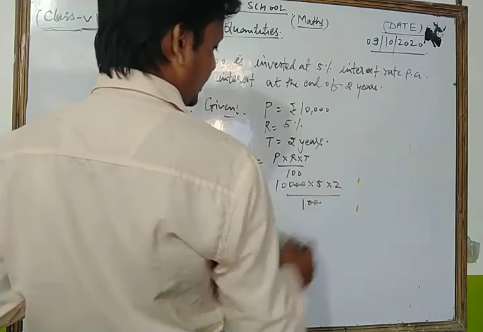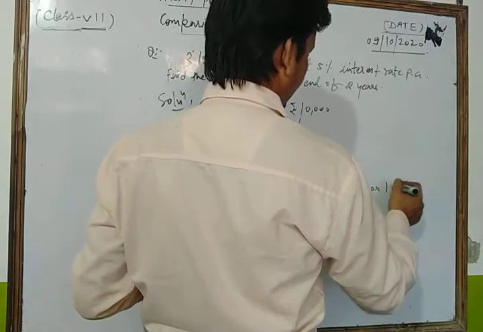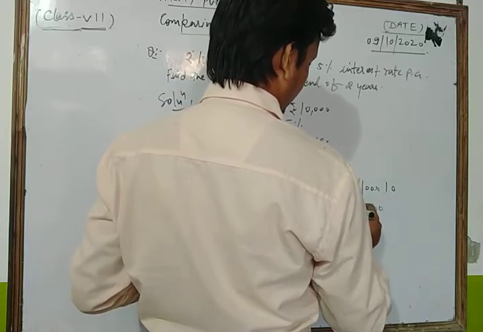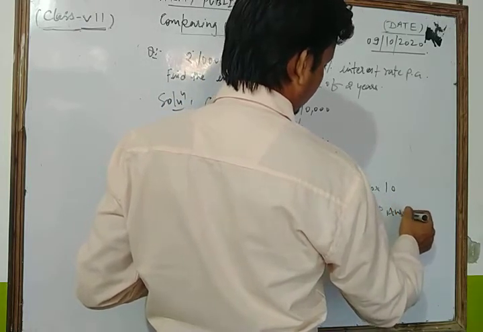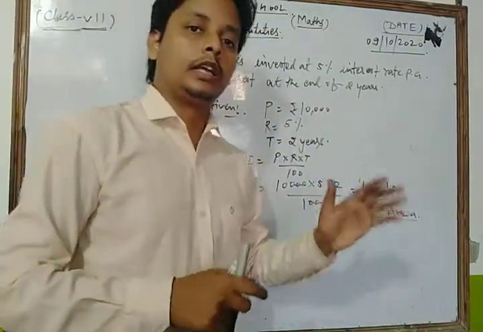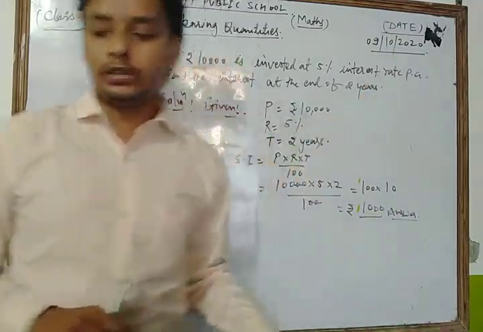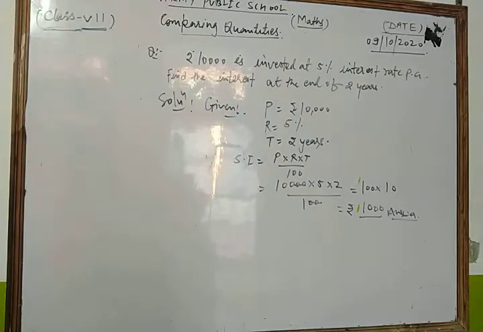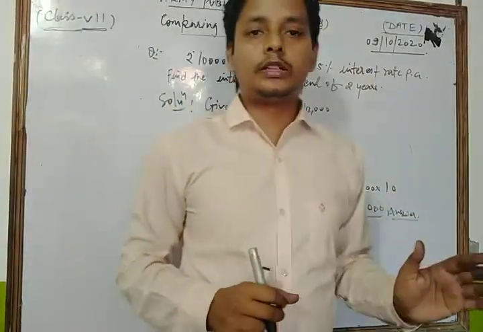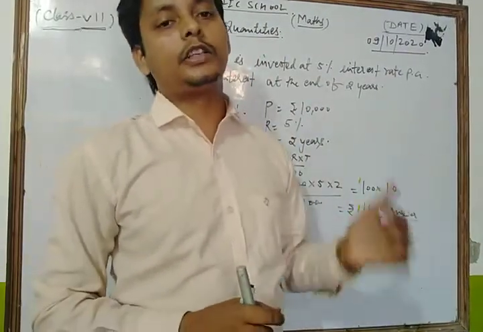Now the zeros cancel each other. So we get 100 into 5 into 2, which is 10, and we multiply them to get 1,000 rupees. This is our required answer. Thus, dear students, in this way we can solve that type of questions. This is one of the most important questions of your NCERT exercise. So please do more and more practice of that type of questions and complete your NCERT exercise.